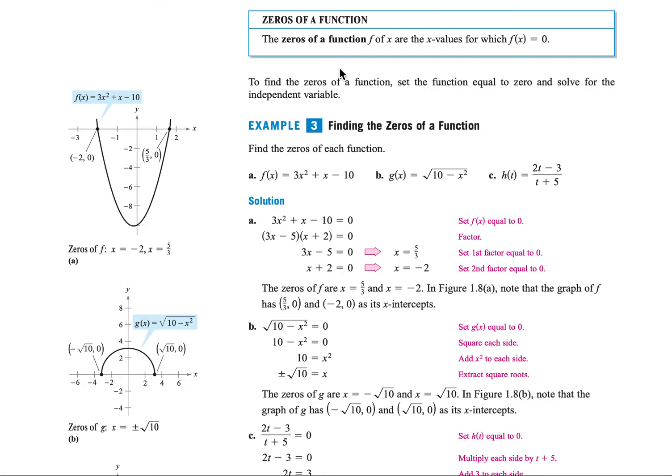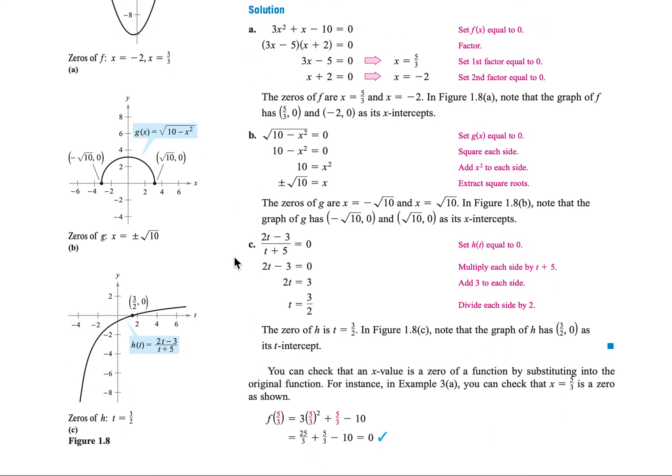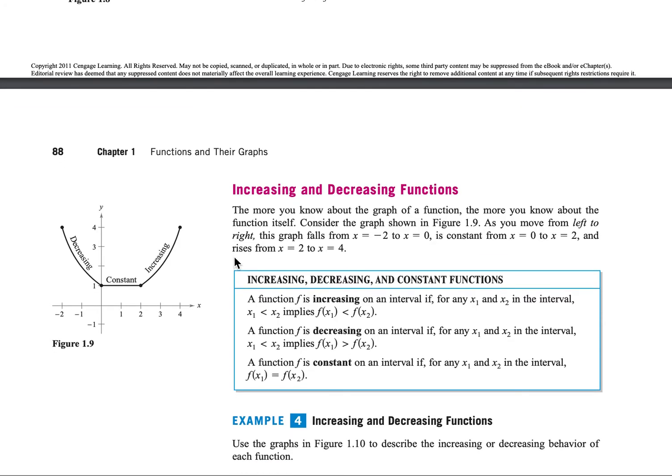So we find zeros by factoring and looking at each of the factors, setting them equal to 0, and so forth. I won't go into those techniques, but you should definitely know what those are.